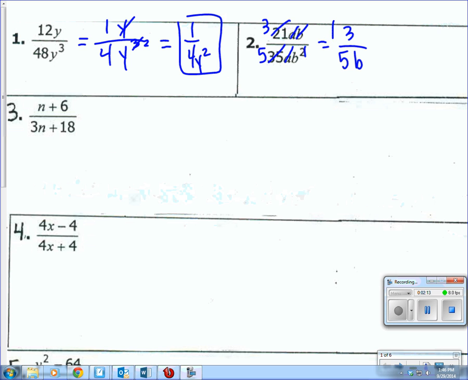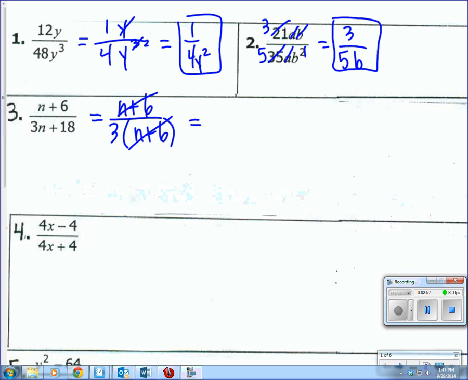Okay, so we have just divided out common factors. Now looking at number 3, though, let's factor first. Can we factor n plus 6 anymore? Nope, so that's just going to stay n plus 6. And then can we factor something out of 3n plus 18? A 3. And what's left once we factor out a 3? N plus 6. So now that everything's factored, n plus 6 is a common factor, so we can cross those out.